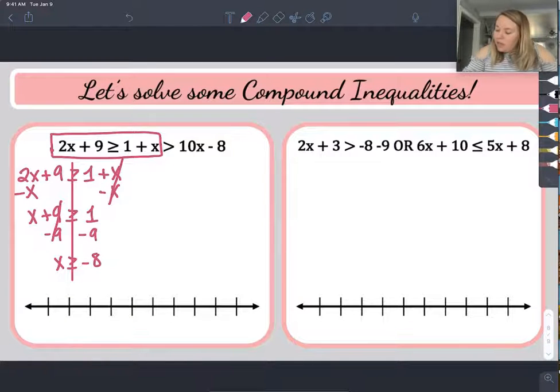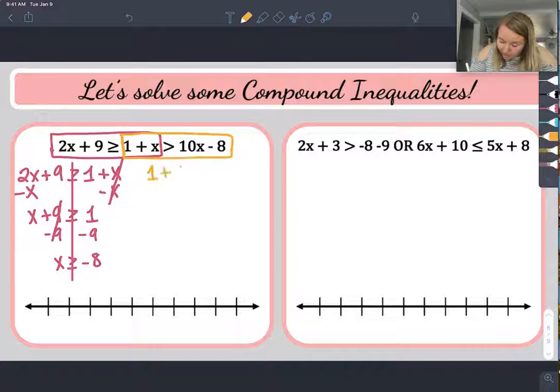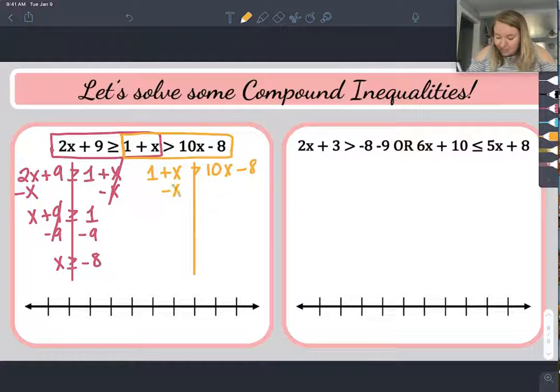Okay? Now I'm going to do my second half. Keep in mind, I am now going after that first inequality symbol and everything to the right of it. So now I have 1 plus x is greater than 10x minus 8. Draw my line down the middle. I'm going to subtract x again on this side. The x's cancel. I'm left with 1 is greater than 9x minus 8.